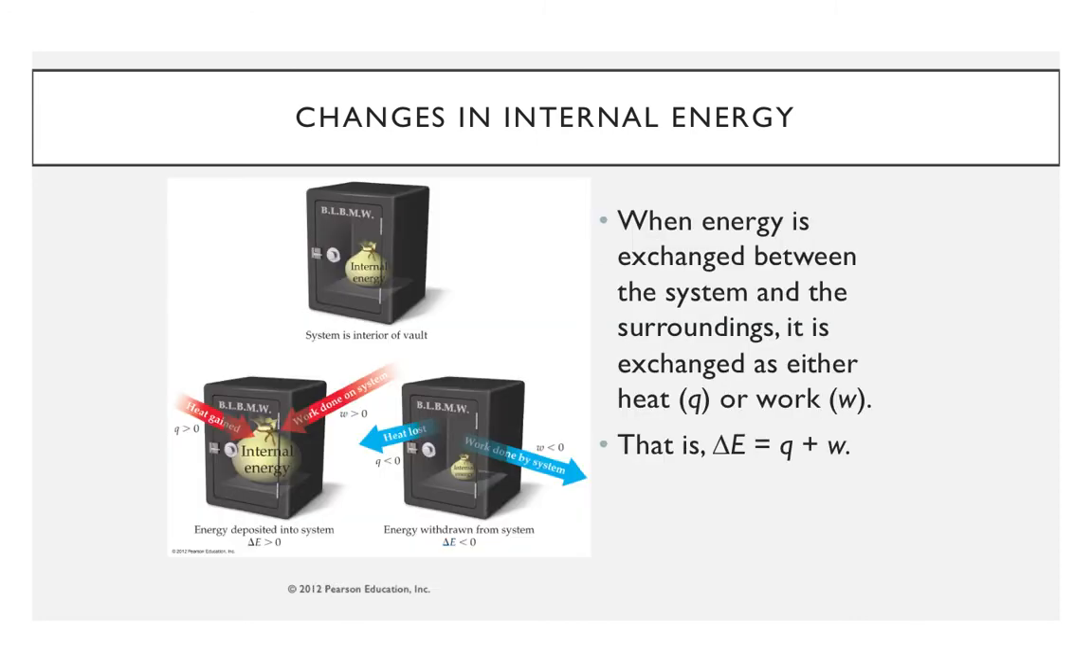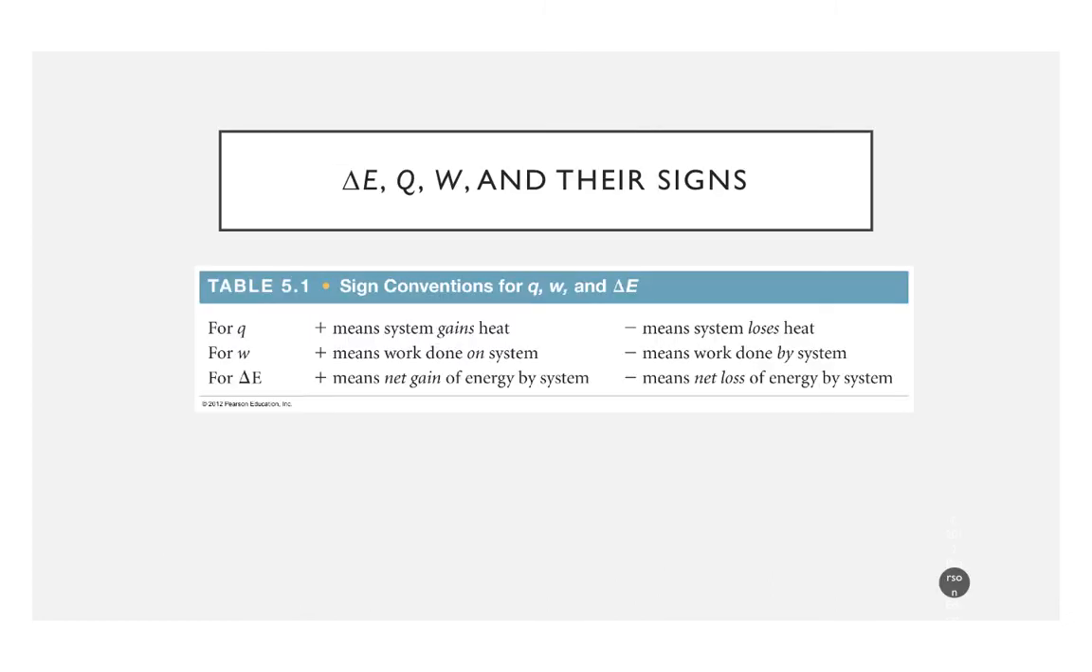Okay. And so just like any other energy transfer, when energy is exchanged between a chemical system and its surroundings, it is exchanged either as heat or work. So therefore, we can set up an equation that says the change in energy in a system is equal to the heat transferred plus the work done. At this point, it's worth a moment to look at what the signs on heat and work and energy mean.